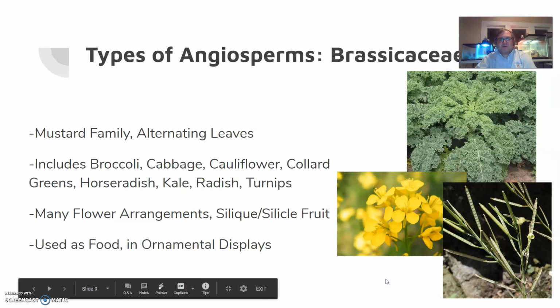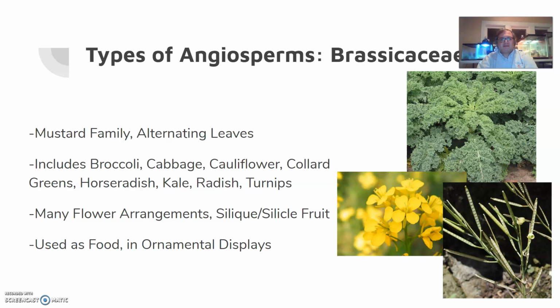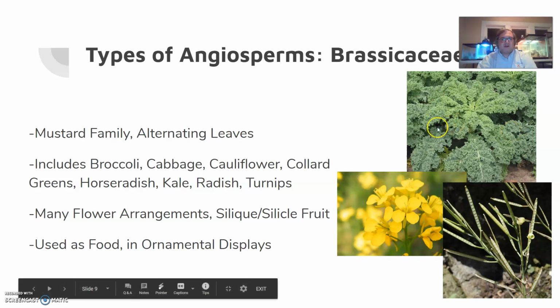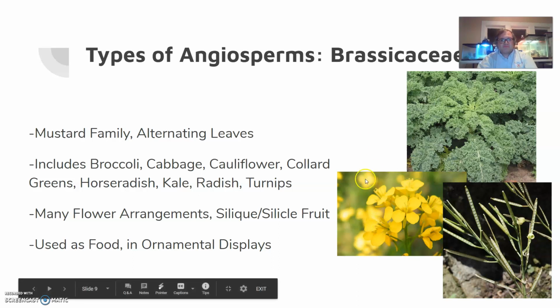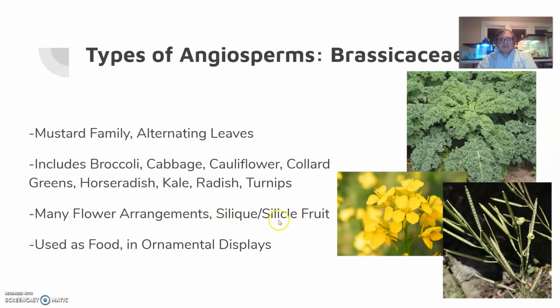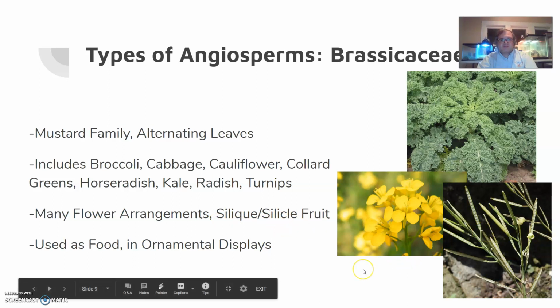Another type of angiosperm, the Brassicaceae. This is the mustard family. They have kind of an alternating leaf pattern to them. This includes broccoli, cabbage, cauliflower, collard greens, horseradish, kale, radish, turnips. They have lots of different flower arrangements, but here's at least one example of those flower arrangements. The particular fruit that they produce, again, it kind of depends on the size as far as which term is used here, but it's either a silique or a silicle as far as the fruit.